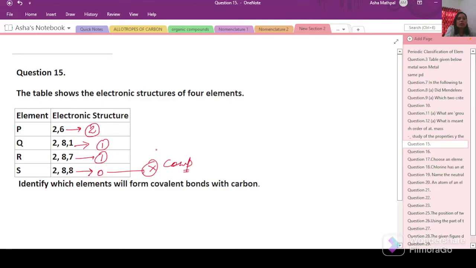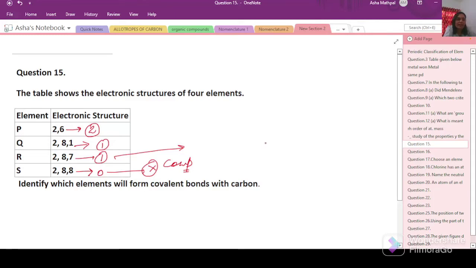So only P, Q, R you can see here. Now this one can easily form a covalent bond with carbon, because its valency is 1, so it can easily form, for example, 2,8,7.